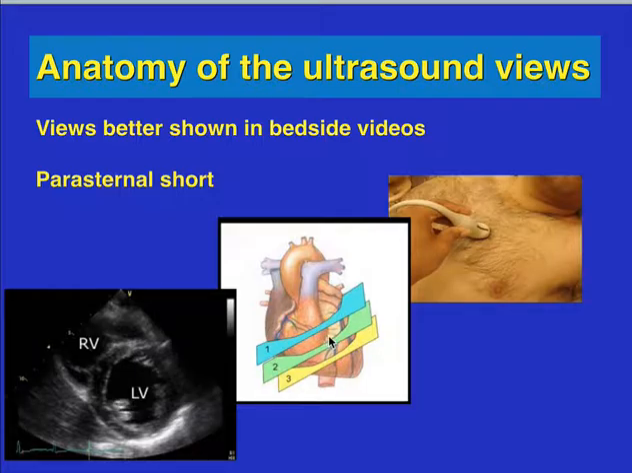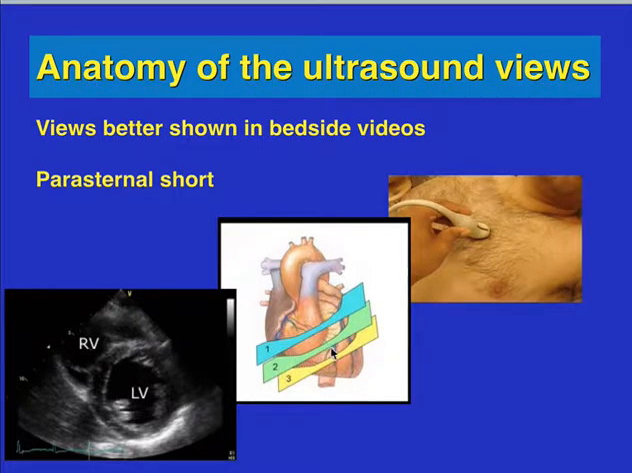The views that are actually obtained once you find that view is you can fan your probe towards the patient's left hip and then fan it back all the way to the right shoulder. And essentially, if you fan it towards the left hip, if you go all the way where you lose your heart over here, the first view you get is apical.